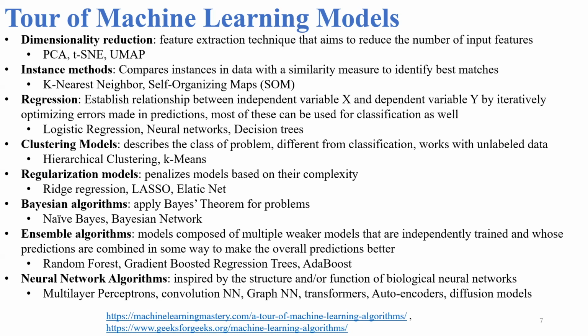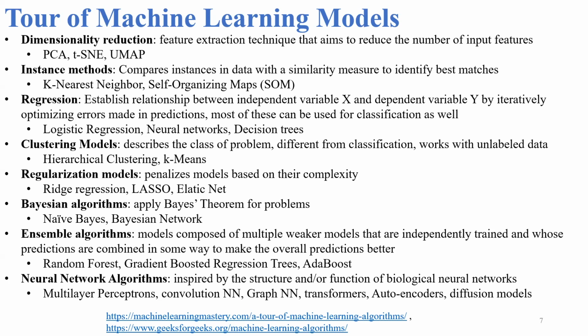Regression models establish a relationship between independent variable x, that is input, and output variable y, to optimize the errors made in predictions, such as logistic regression, neural network, and decision trees. These are some of the models. Clustering models describe the class of the problem, defined differently from classification. It works with unlabeled data. Regularization models penalize the model based on the complexity. We talked about the complexity in the previous module.